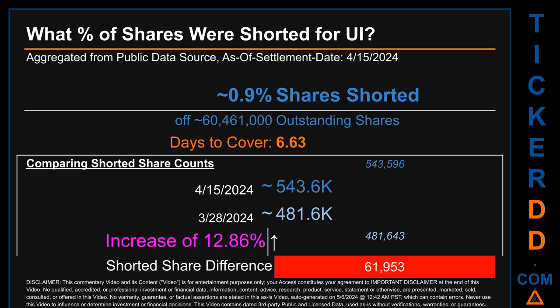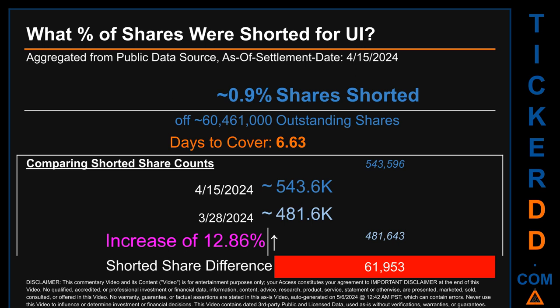What percentage of shares were shorted for UI, for the 2-week period, ending on settlement date, April 15, 2024? About 543.6 thousand shares of UI were shorted out of a total of approximately 60.5 million outstanding shares. Therefore, for UI, based on as is, discovered, public data when this video was generated, the ticker has a short interest of roughly 0.9%, which I got by taking the number of shorted shares and dividing it by the number of outstanding shares to get the percentage value.